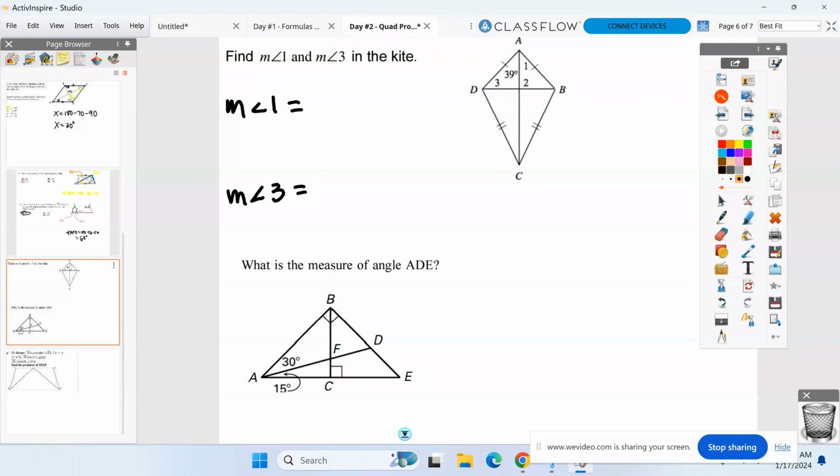What do we know about those diagonals? Perpendicular, the longer one bisects the shorter, but for our case, we want to know that they're perpendicular. So for angle 3, 180 minus the two angles we already know, 90 and 39.